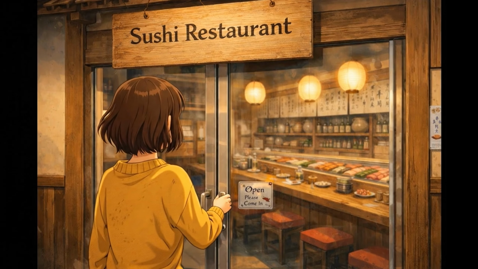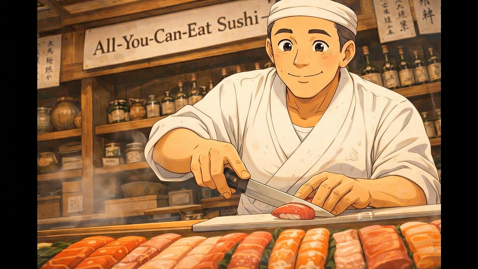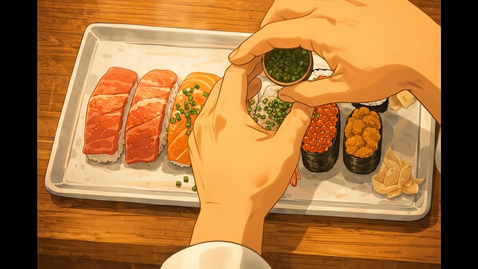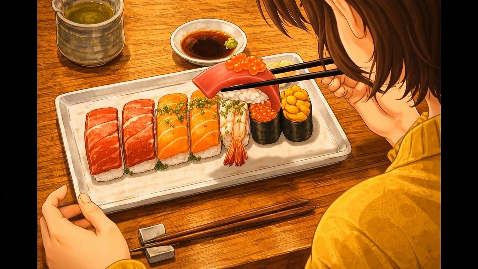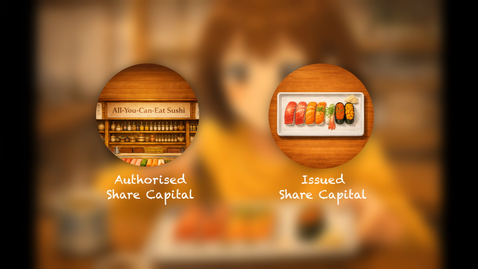To give you an example of the difference between the authorized share capital and the issued share capital, let's think of going to an all-you-can-eat sushi restaurant. So theoretically there, you would be authorized, allowed to, in this case, eat as much sushi as you wish. Now, the issued share capital instead is the amount of sushi that you've actually eaten whilst at that restaurant.